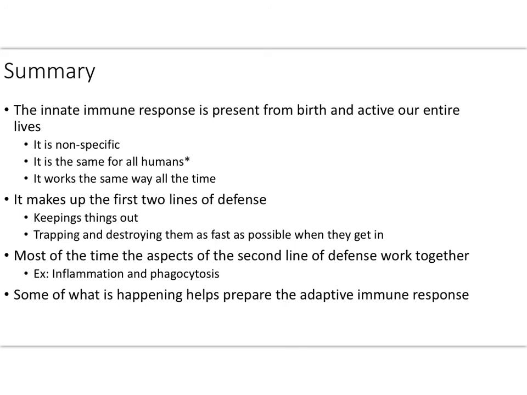So from the moment you're born until the moment you die, things like inflammation, phagocytosis, complement cascade, interferons, they're going to work almost the exact same way your entire life, every single time they're activated. The innate immune system makes up our first two lines of defense. So the first thing it tries to do is keep things out, and the second thing it tries to do is trap and destroy microbes locally so they don't spread through the body.